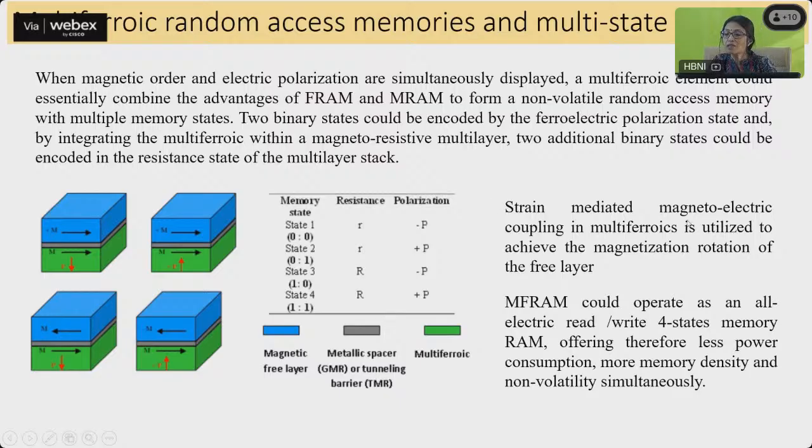You have strain mediated magnetoelectric coupling in multiferroics. This is utilized to achieve the magnetization rotation of the free layer. So this multiferroic RAM could operate as an all-electric read-write four-state memory, offering less power consumption, more memory density, and non-volatility simultaneously. You are combining the advantage of a ferroelectric RAM with that of a magnetic RAM, and forming a non-volatile random access memory with multiple memory states. So the greatest application of multiferroic materials can be in developing this kind of MF RAM.